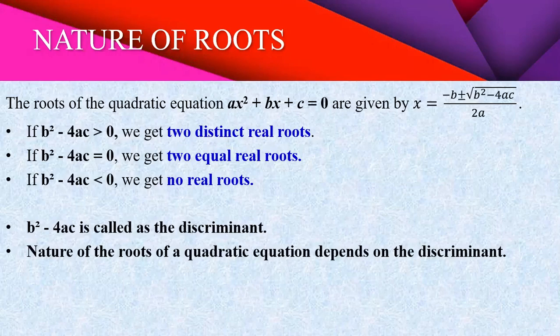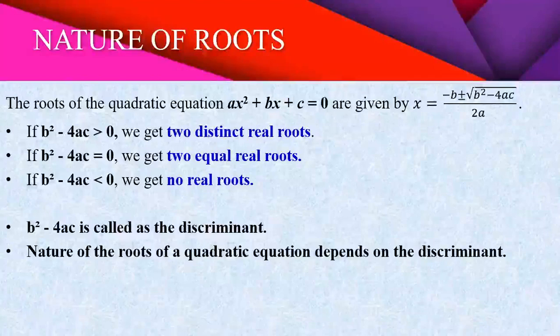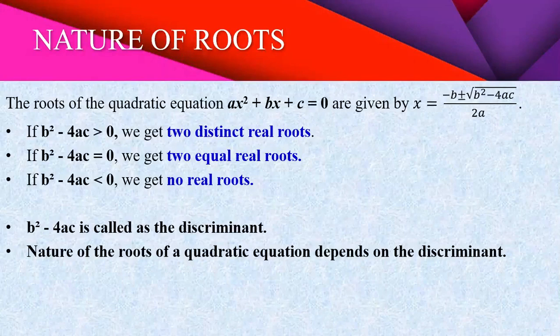Now here, if b square minus 4ac value is greater than 0, we get two distinct real roots. If b square minus 4ac value is equal to 0, we get two equal real roots. If b square minus 4ac is less than 0, we get no real roots. So here b square minus 4ac is called the discriminant.